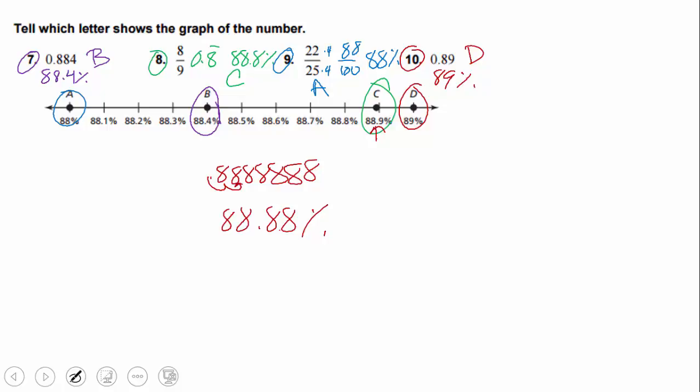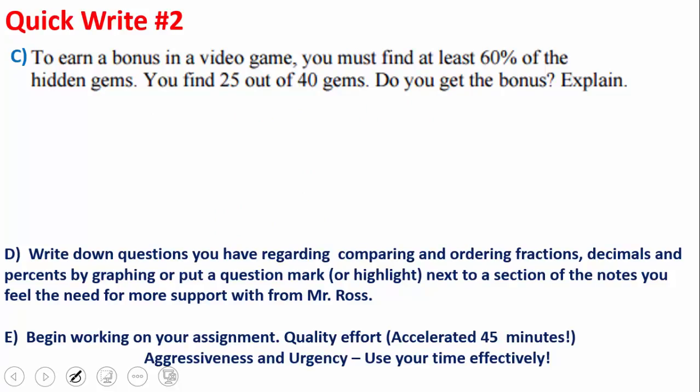All right, moving on to our quick write. It says to earn a bonus in a video game, well, most of you boys, you like those video games, you must find at least 60% of the hidden gems. You find 25 out of 40. Do you get the bonus? And explain, of course. So recognizing 25 out of 40 being a ratio that you can write as a fraction, and then you can figure out, does that fraction give me a percentage greater than or less than 60% so that I can get my bonus?